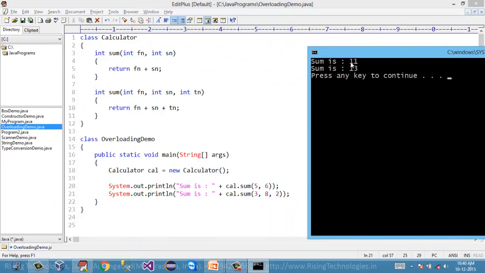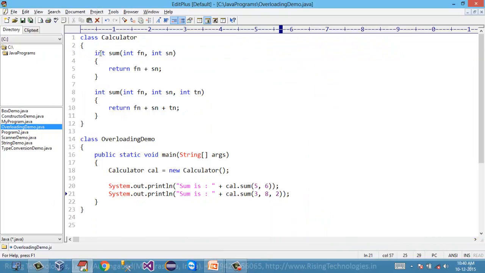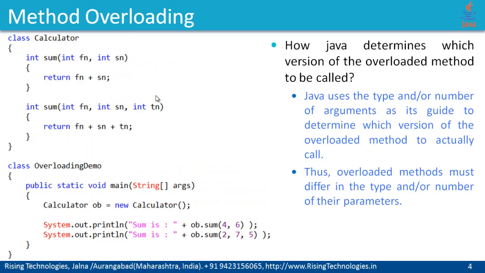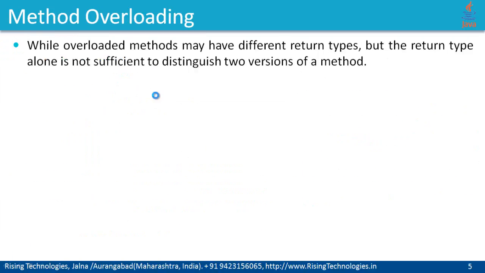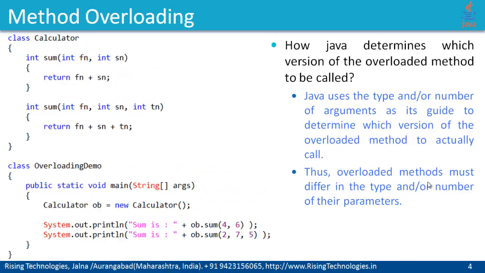Now look at the output. 5 plus 6, that is 11. 8 plus 2 plus 3, that is 13. So this is what is called overloading of methods. So method overloading means same method name with different argument list. So remember this rule: overloaded methods must differ in their type and or number of their parameters.